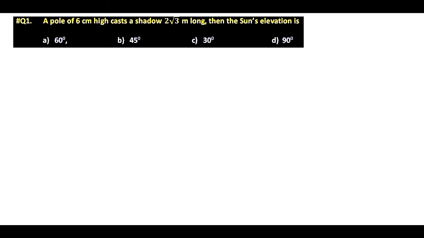Okay, so read the question. A pole of 6 meter high casts a shadow 2 root 3 meter long. Then the sun's elevation is. Sun's elevation we have already explained in the first video, so you will not find it difficult. So let us try to draw a figure with the help of this information.